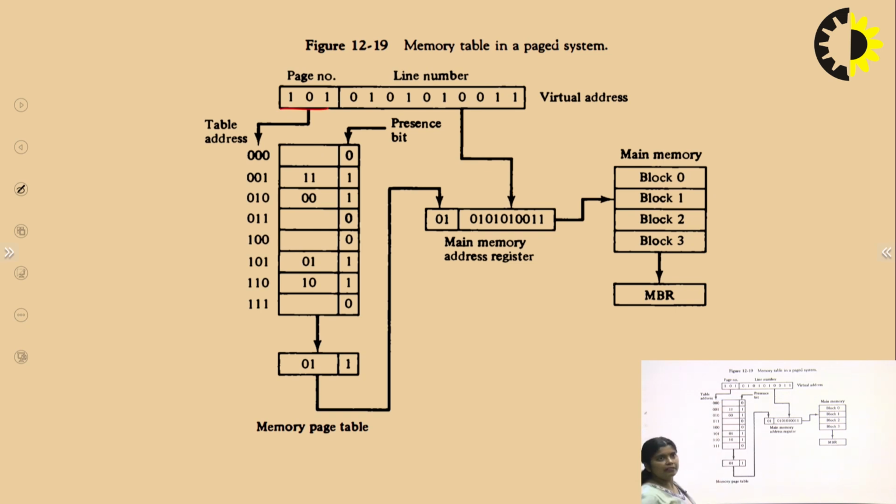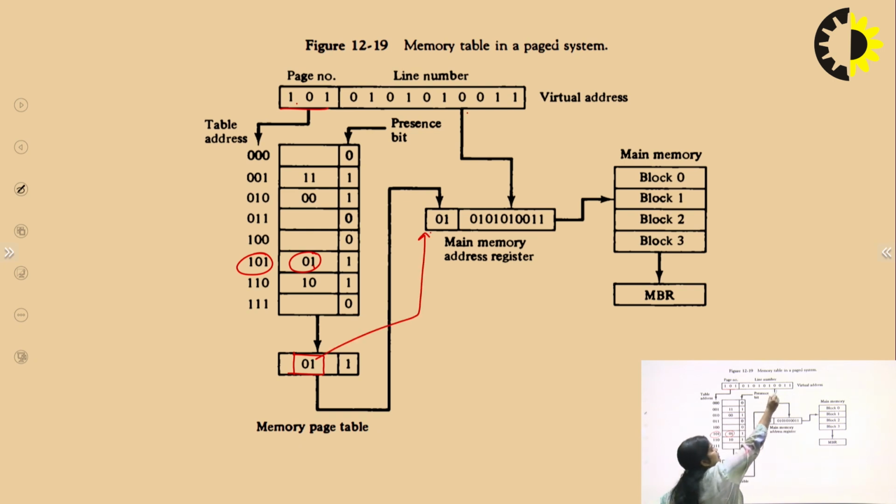These are the page number and the line number. This is the memory page table. The memory page table contains 101, and this 101 has the value 01. So this 01st block will be considered here.